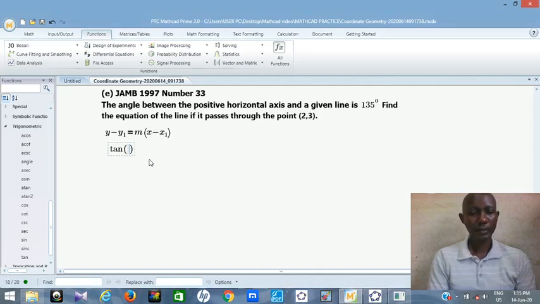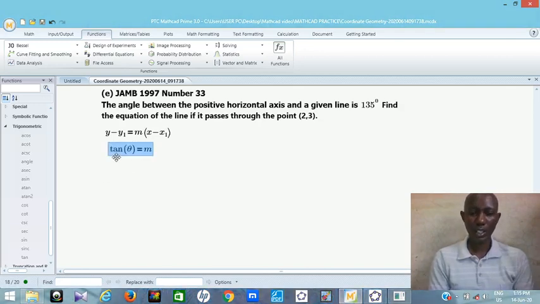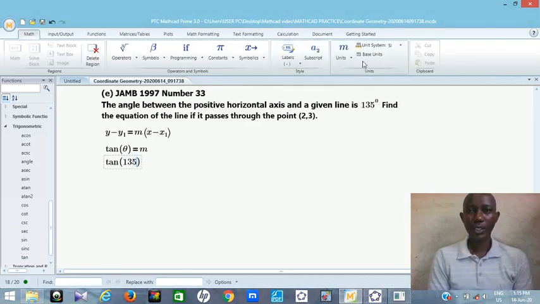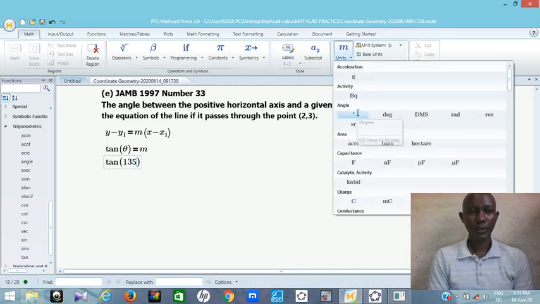So tan theta is equal to m. This was what we proved the other time. So if tan theta is equal to m now, and theta is given as 135, so I have tan 135. Remember, it is in degrees. So I need my degree mode here. So tan 135 degrees.